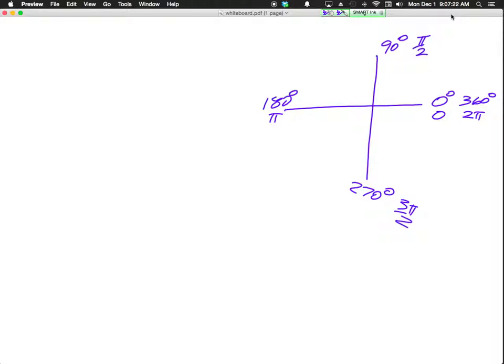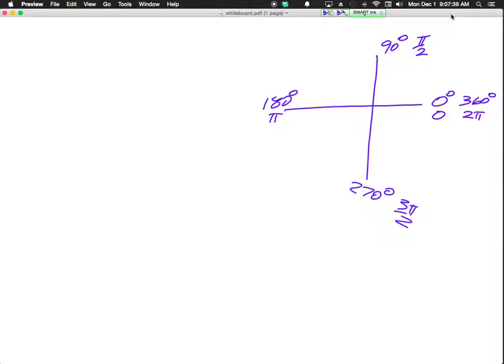We used a point. Can I find points on these quadrantals? Yes, and we just figured out that if I can find a point, then I can find everything I need to find my 6 trig functions. So that's what we're going to do here.